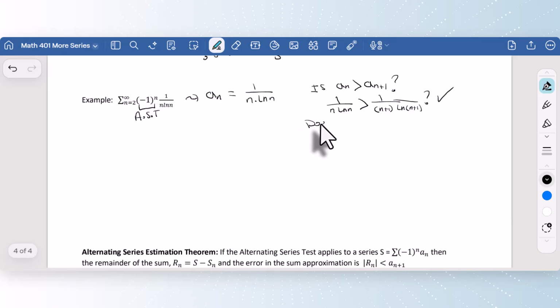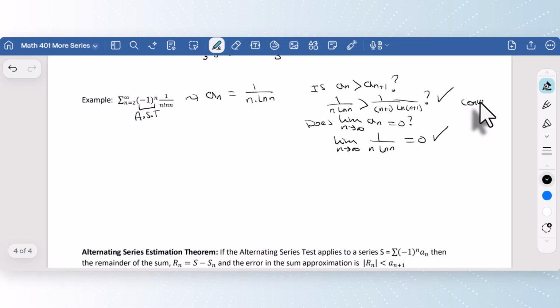Does the limit as n goes to infinity of a sub n equal 0? In this case, our a sub n is 1 over n natural log of n. As n goes to infinity, both of these are getting really large, so 1 over a really large number is in fact 0. So we can say it converges by the alternating series test.